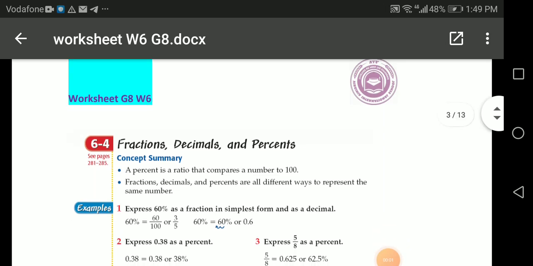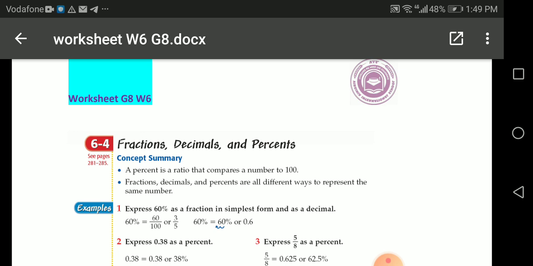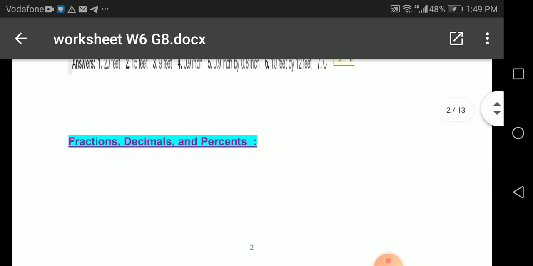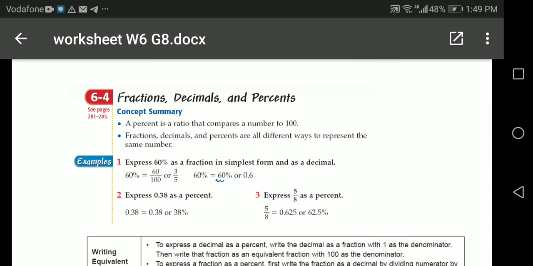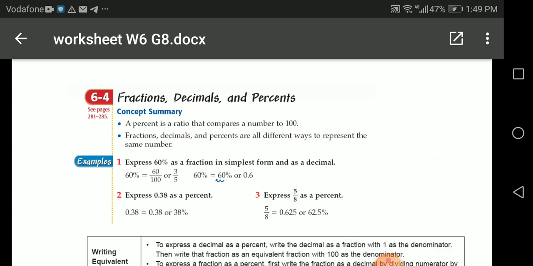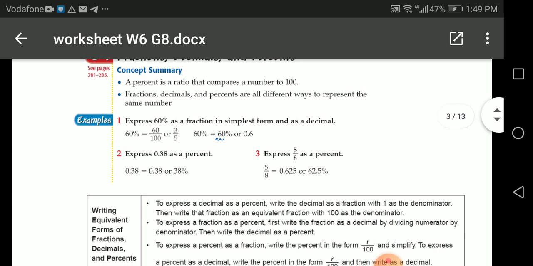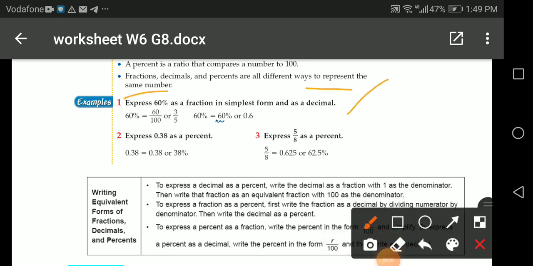I hope you're fine. Today we're gonna talk about fractions, decimals, and percents. So let's start our lesson. Okay, remember, a percent is what? A percent is a ratio that compares a number to 100. Fractions, decimals, and percents are all different ways to represent the same number. Let's see by example here.